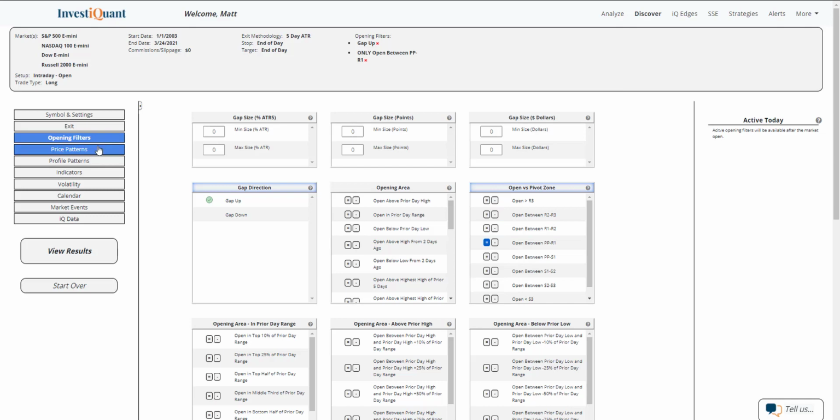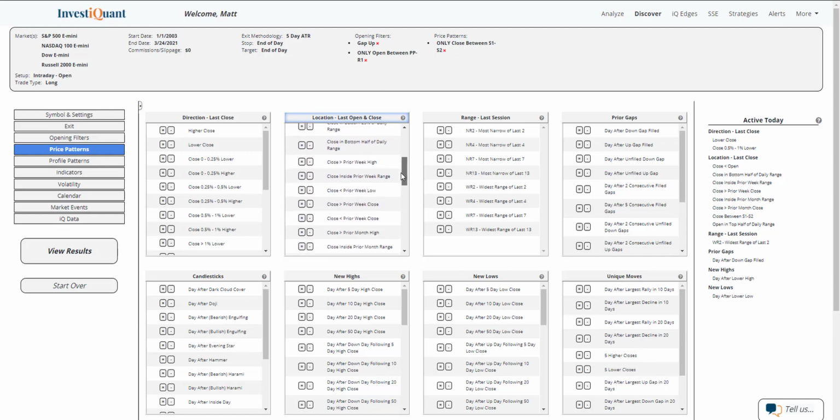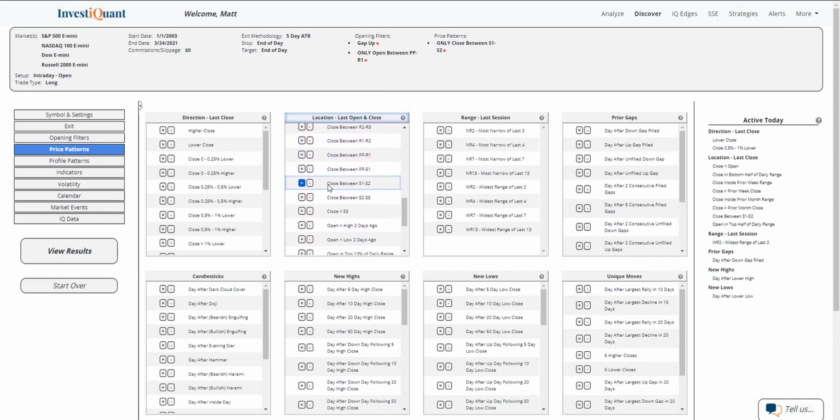Next, I'm going to go into the price patterns, and I'm going to say that yesterday closed between the S1 and S2 pivot. To add that, it's actually in the location of last open and close, but I'm going to grab it from the active today because that's the quickest way to do it. So I'm going to go to that same section and then go to close between S1 and S2. That adds it to the test. You can see this highlighted blue telling you it came from that category. If I scroll down through our long list of options here, you'll be able to see it here, close between S1 and S2. So that has been added.